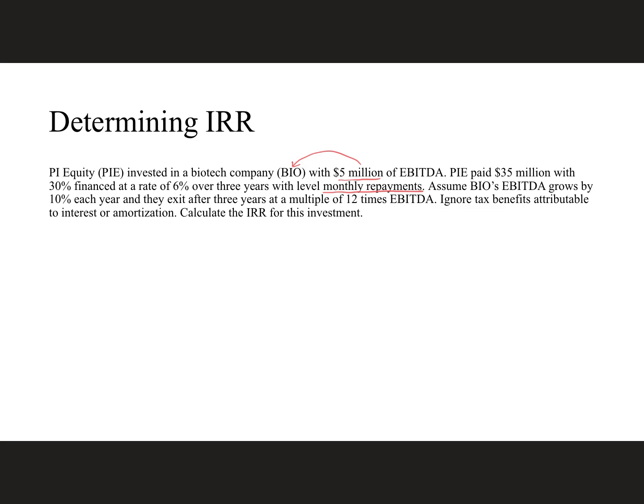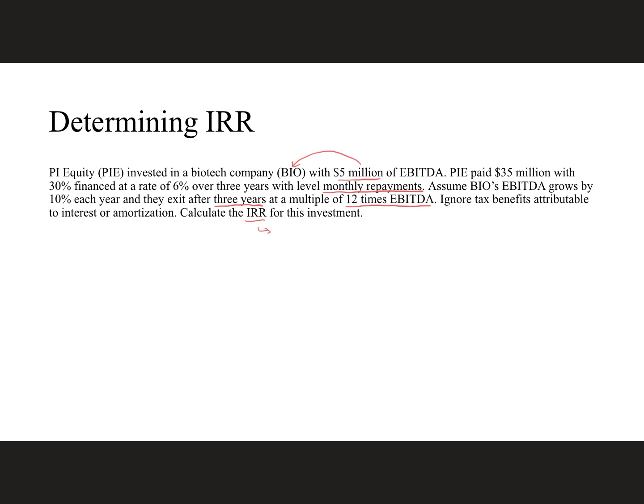Assume Bio's EBITDA grows by 10% each year, and they exit after 3 years. So we have a 3-year time horizon, and a 12 times EBITDA multiple. Obviously we're going to ignore any type of tax benefits associated with this, and we want to calculate the IRR for this investment.